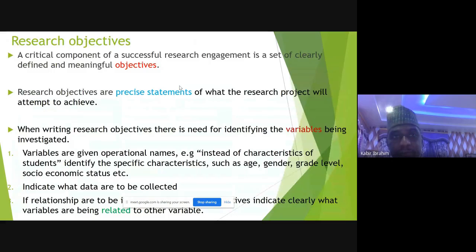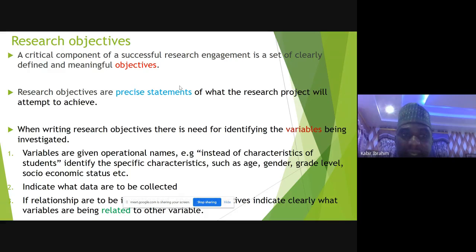Now, I'm going to explain what a research objective is. It is a critical component of a successful research engagement. It's a set of clearly defined and meaningful objectives.